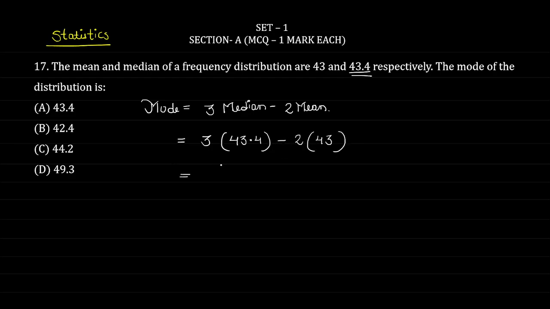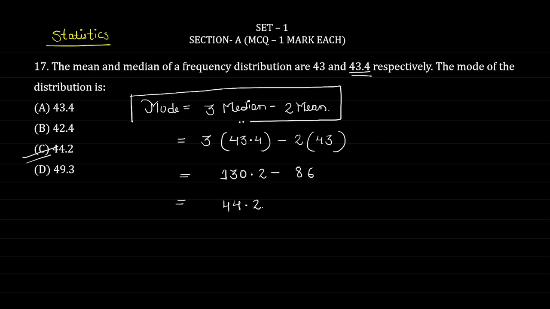If you multiply this, that will be 130.2 minus this, which will be 86. If you subtract it, you are going to get 130.2 minus 86, that will be 44.2. So option number C is the correct answer for this question. But yes, this relationship you must remember for this question.